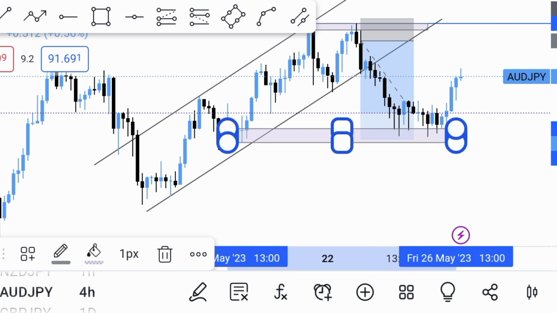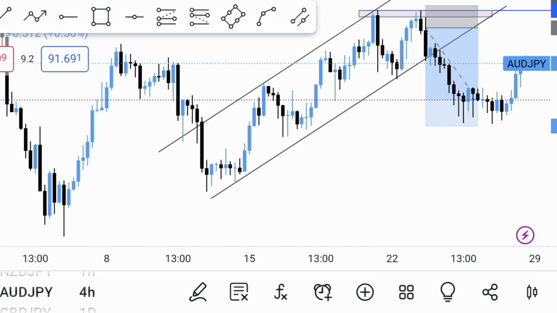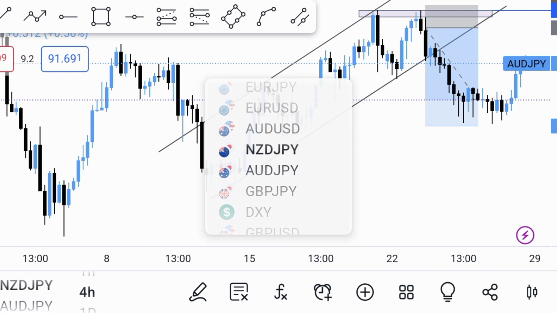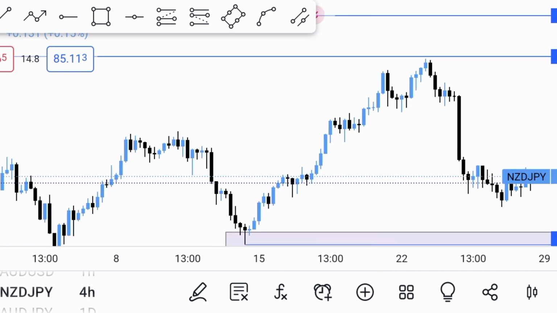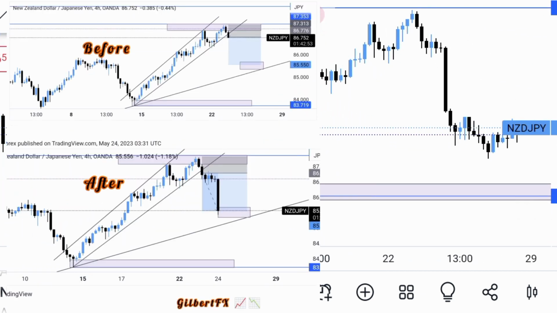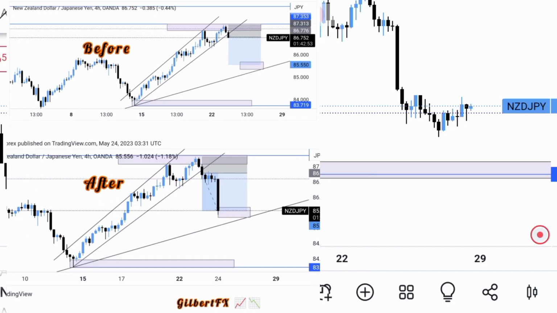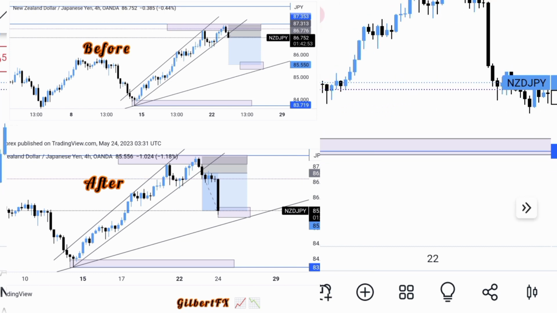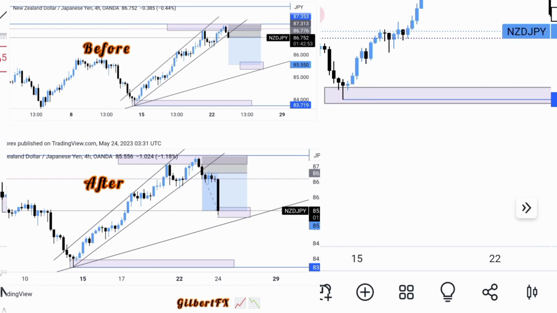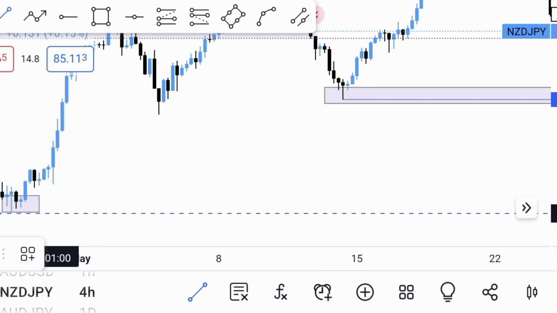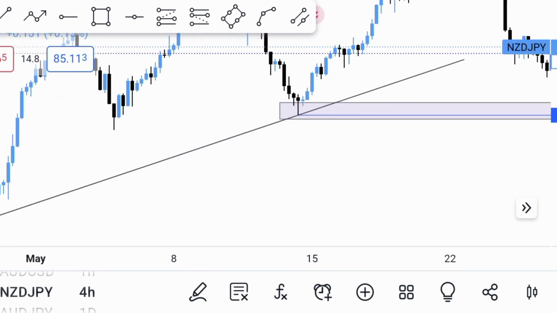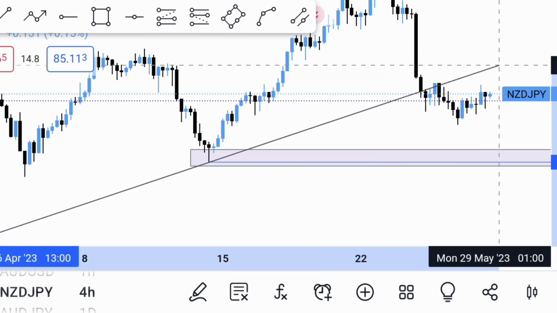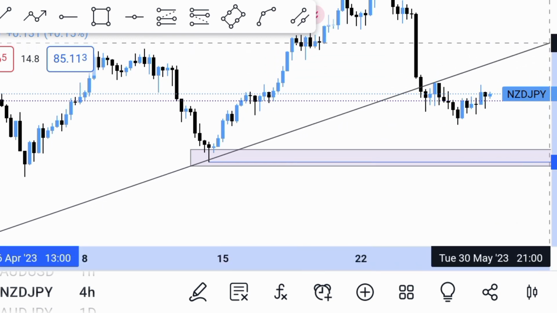So our next trade was NZDJPY. And on this NZDJPY, I was having my trend line touch here. My first touch was here. My second touch was here. So I was expecting the market to come here and maybe give us our third touch, bounce to the upside.